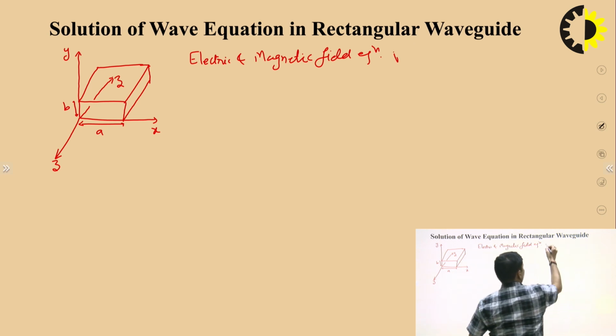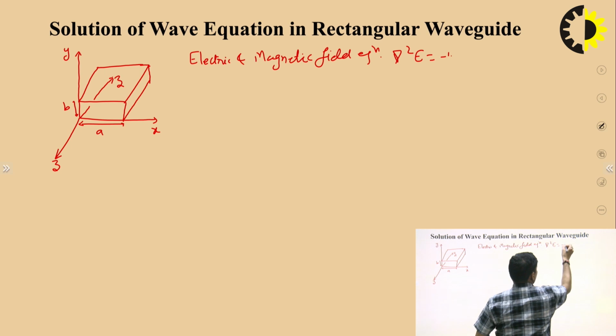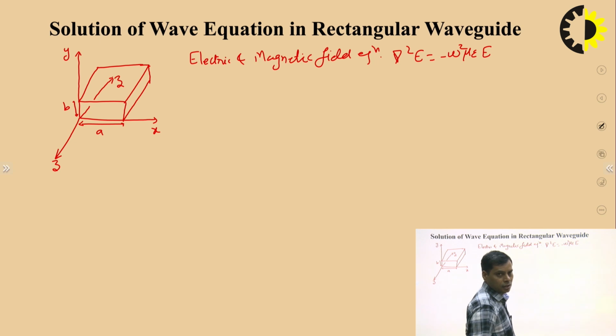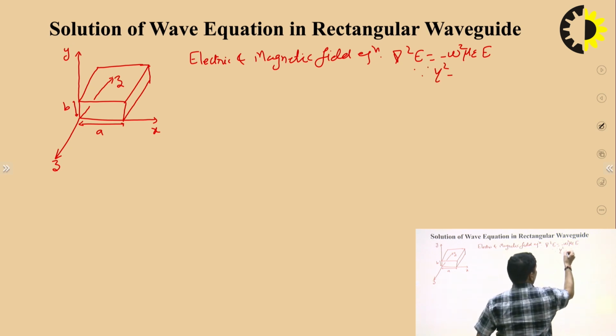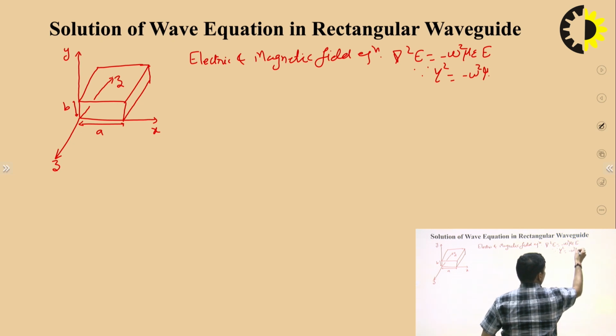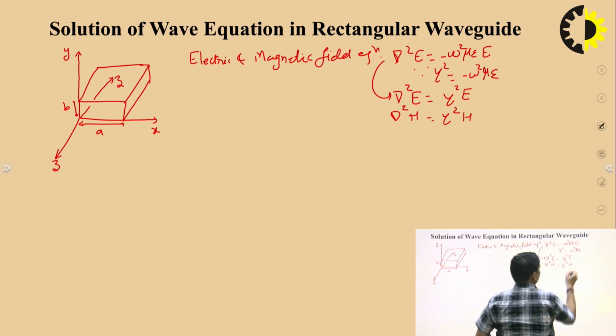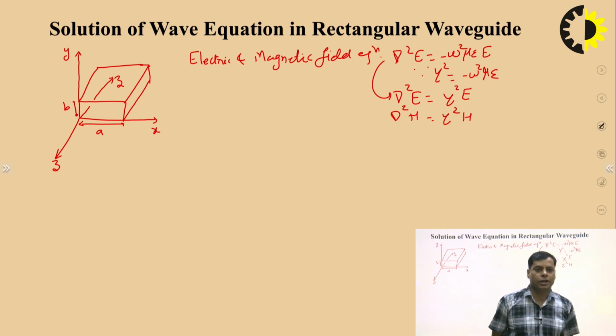del square E is equal to minus omega square mu epsilon into E. This is the Helmholtz equation for wave propagation inside a waveguide. Let us consider gamma square equal to minus omega square mu epsilon. So this becomes del square E is equal to gamma square into E, and similarly for the magnetic field we can write del square H is equal to gamma square H. This will be the equation for the electric and magnetic fields.